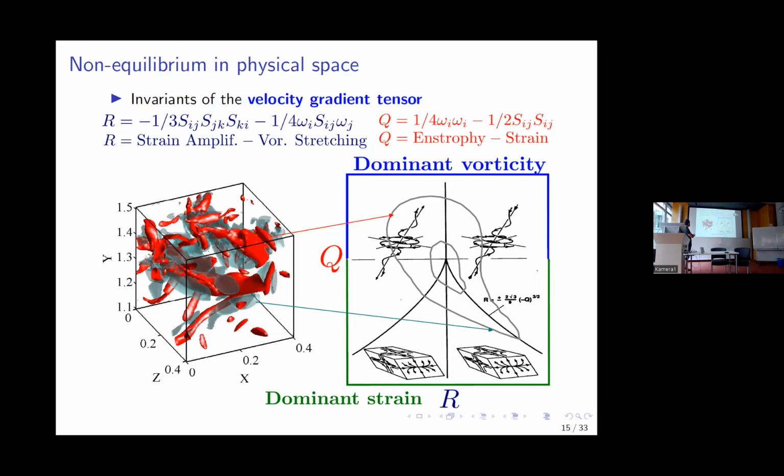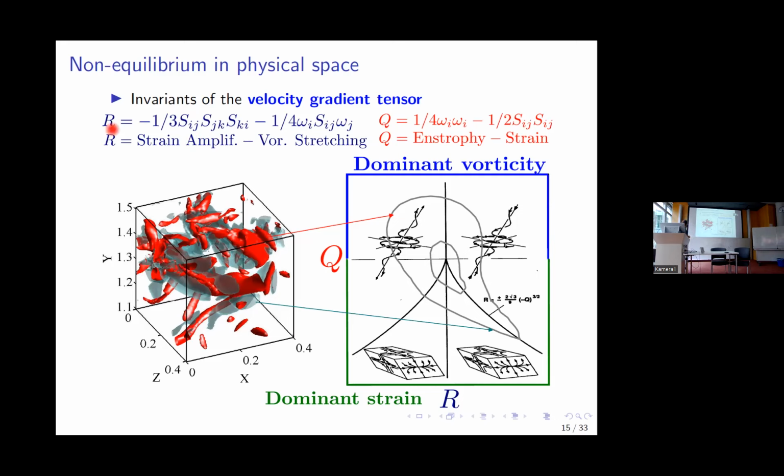One is R, which is related to the amplification of the rate of strain tensor and the amplification of the vorticity. And the other is Q, which is related to enstrophy and strain. Enstrophy is a measure of how fast the fluid is locally rotating, and the strain is a measure of how fast it's being deformed. Okay, so there are 2 fundamentally different things. There is a third invariant, which is 0 because of incompressibility, so I'll not take care about that one.